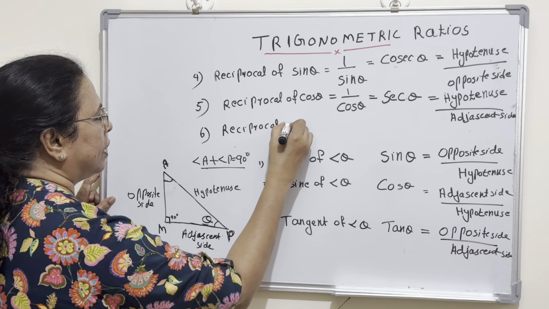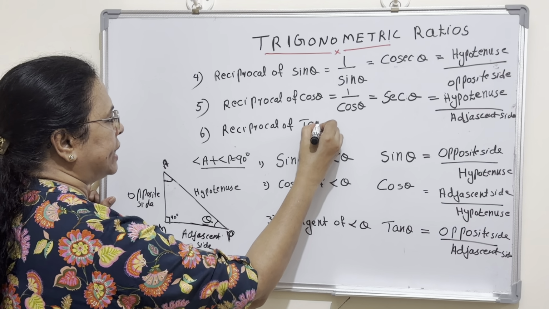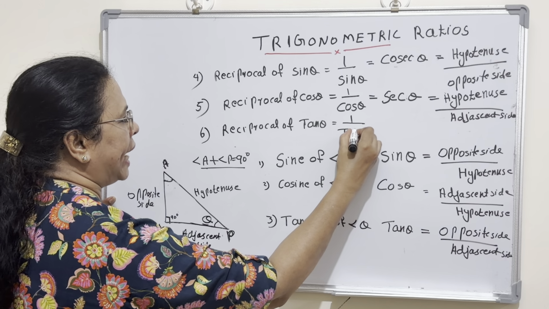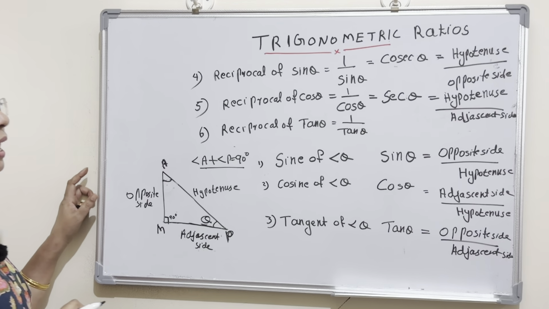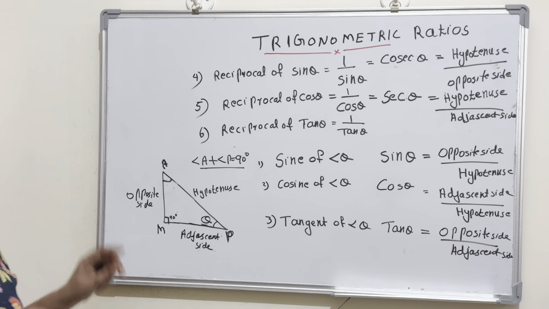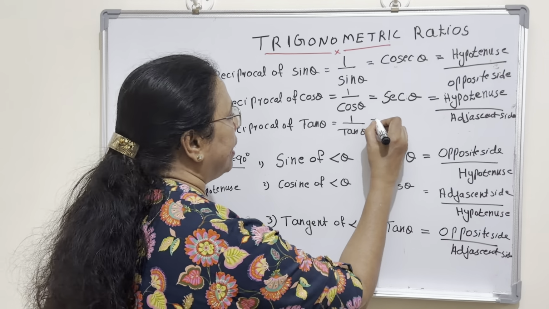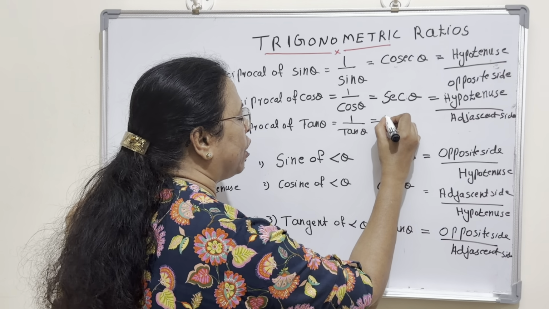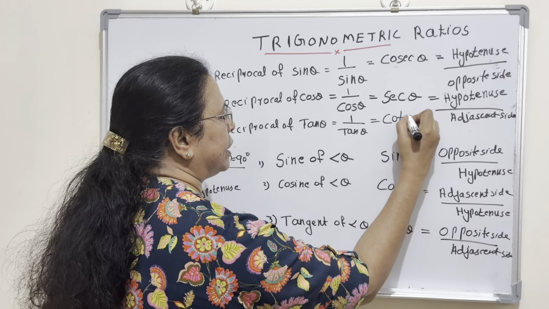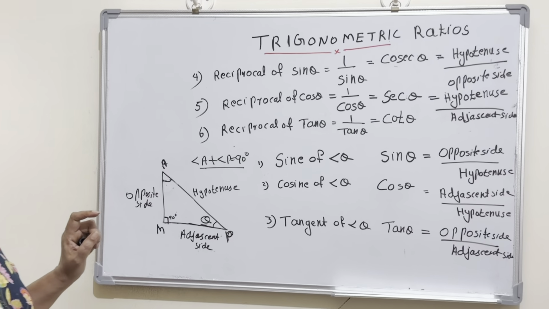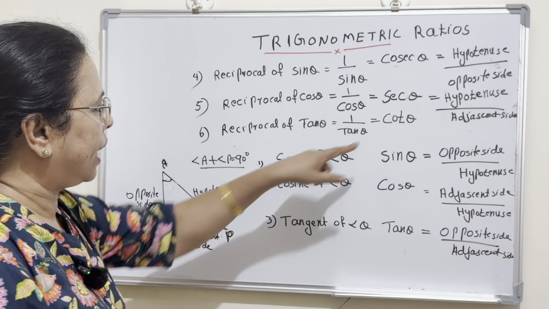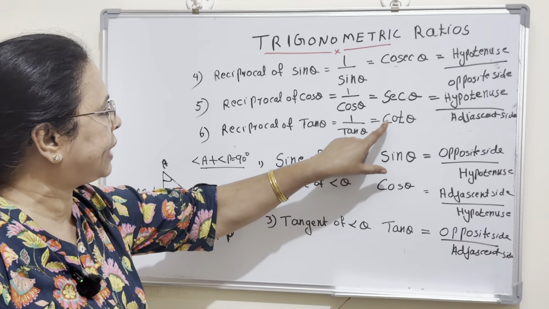Reciprocal of tan theta. What is reciprocal of tan theta? Mathematically we can write 1 by tan theta. When you see 1 by tan theta, it means reciprocal of tan theta. Reciprocal of tan theta has another name, called cotangent of angle theta. Cotangent of angle theta we will represent with cot theta. So, cot theta is the reciprocal of tan theta.